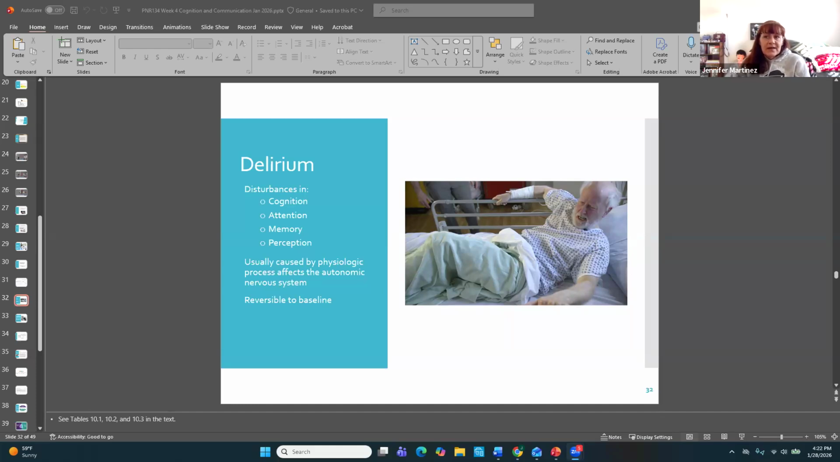So one of the biggest ones that can occur with delirium is, what is it called? It's called ICU something. Oh my gosh, my brain just went blank. I think it's just ICU delirium.